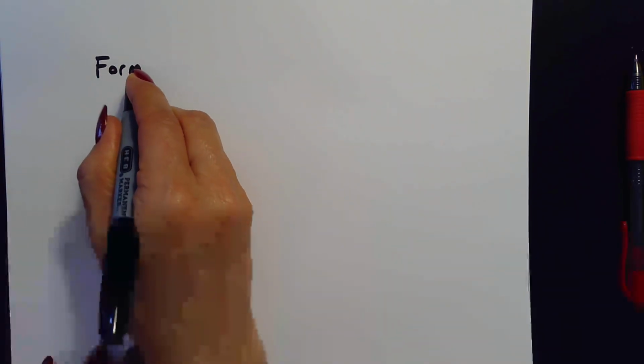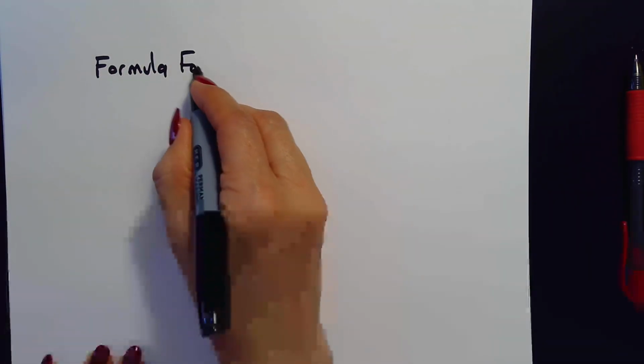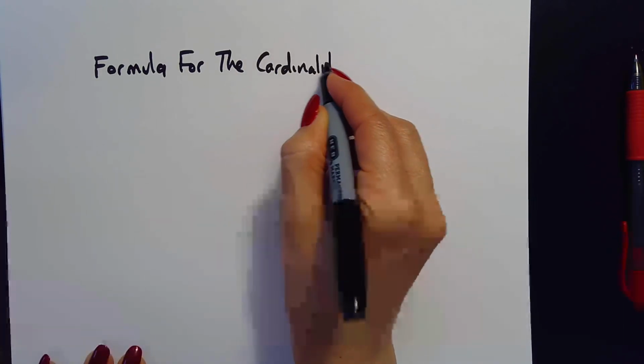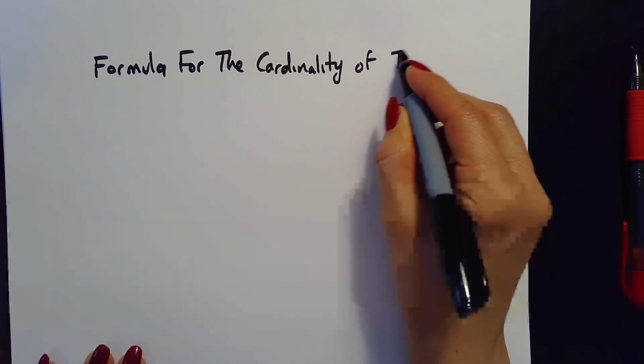So the definition of cardinality: what we know about cardinality is that it's the number of distinct elements in a set. So say you want to find the cardinality of a union. You have this formula for the cardinality of the union of two sets.